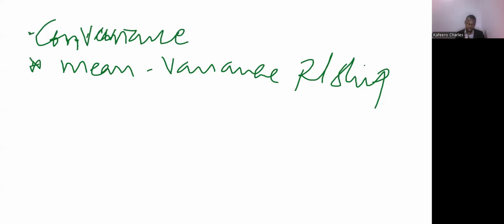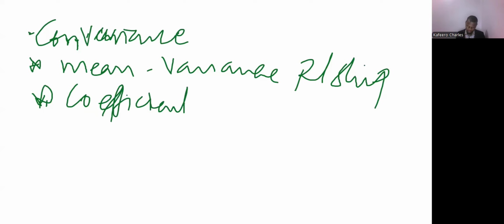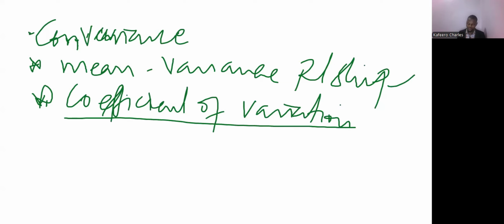The other tool that we used on the single entry side is what we call the coefficient of variation. We also looked at it under the single entry, but we can also use it here to make a decision. So these two, we used them when we are dealing with a single entry.